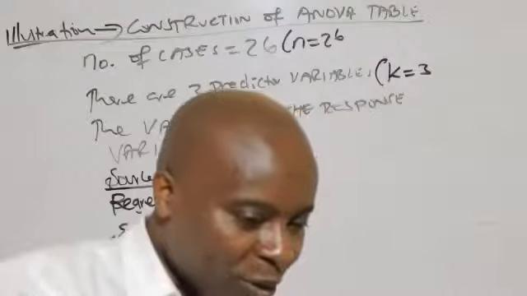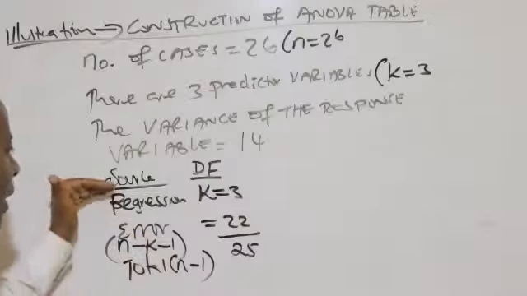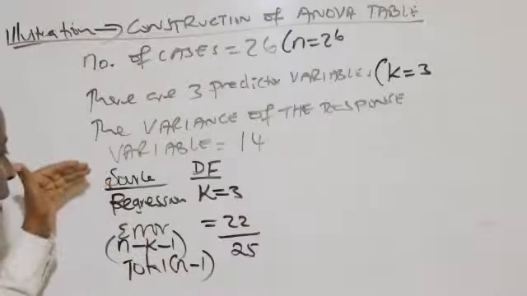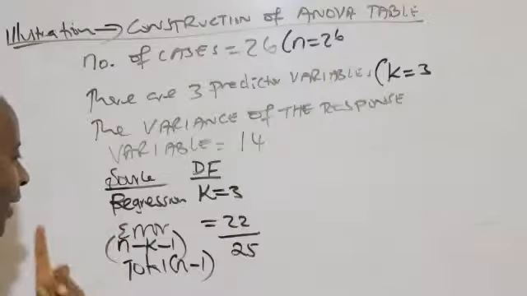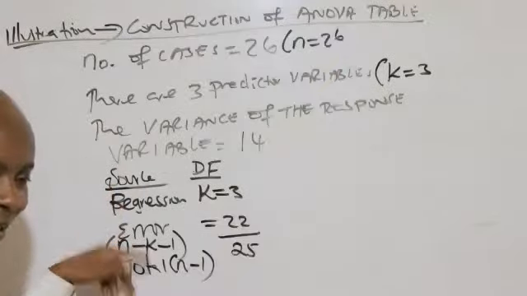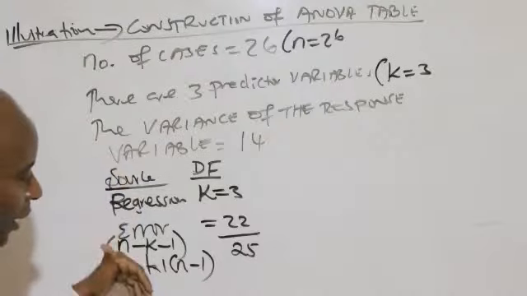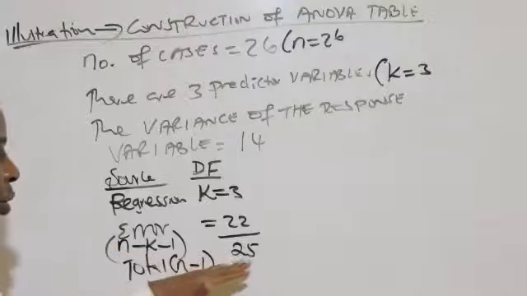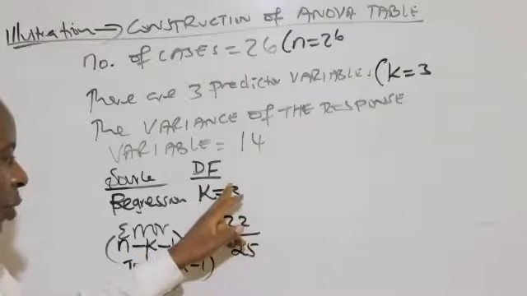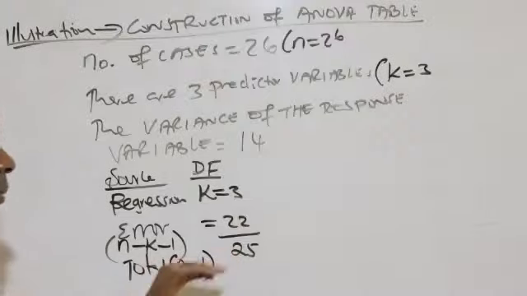Oh, a student is asking about the constant. Sorry. For the source here, we have regression and error. We can't bring the constant here. The constant normally goes to the table of parameters. So this is in agreement: if you add 3 plus 22, you get 25, or if you put n minus 1, you also get 25.